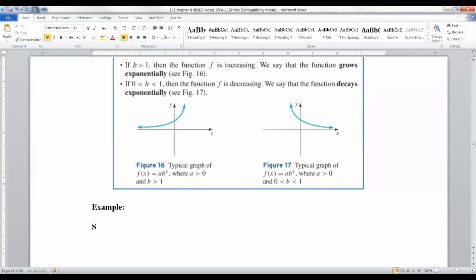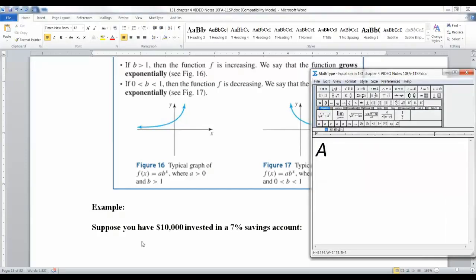So let me give you an example. Suppose you have $10,000 invested in a 7% savings account. Okay, what would that look like? Well, the amount in your account would be equal to your starting amount, which is $10,000, times... Now, if it's a savings account, your money's going to grow. You're going to accrue interest. So it's got to look like this one on the left.